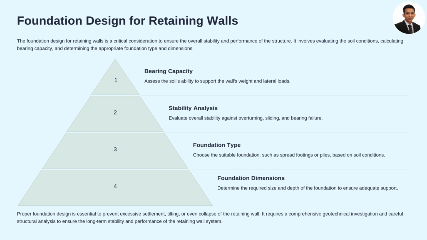Number 2. Foundation type. Spread footings are suitable for small to medium walls where the soil has adequate bearing capacity. Piled foundations are required when the soil is weak or compressible. These piles transfer loads to deeper stable strata.